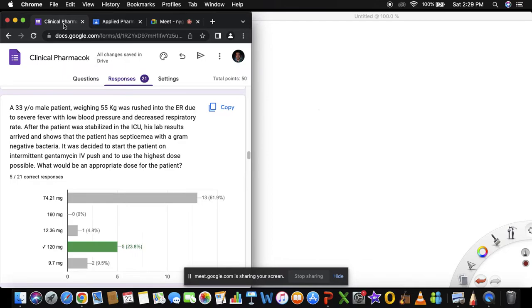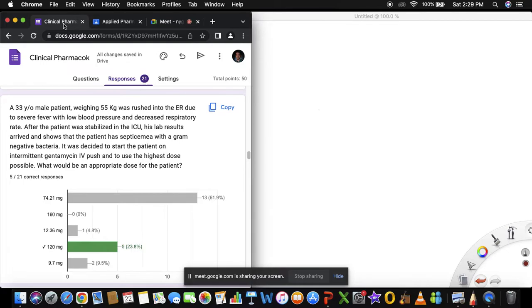So, a 33-year-old male patient weighing 55 kilograms was rushed into the ER due to severe fever with low blood pressure and decreased respiratory rate. So, looking at this patient right now, class, you can see na medyo emergency na yung kanyang situation. Kumbaga, hindi na pwede magpapetiks-petiks pa. Kasi ang baba na ng BP niya, which is already dangerous in and of itself. Tapos mabagal pa yung paghinga ng patient natin.